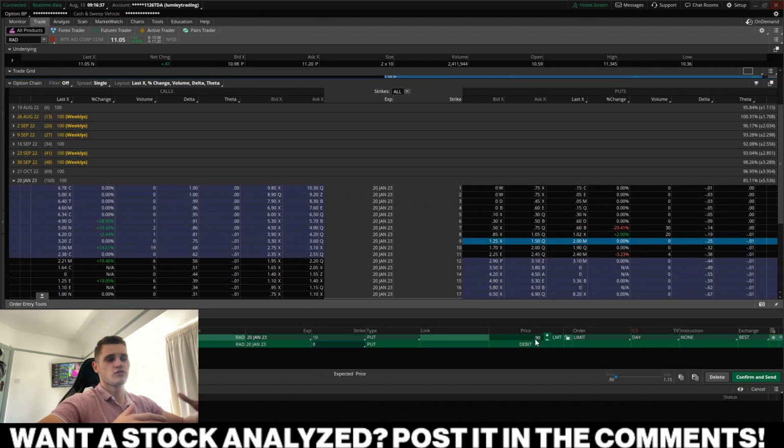But it's just a general concept of debit spreads and how they work, and that's just you buy the more expensive one, you sell the cheaper one, and as long as it expires below your strike price, you make your max profit. And again, if it expires above your strike price, then you take your max loss. So that should be quite simple.